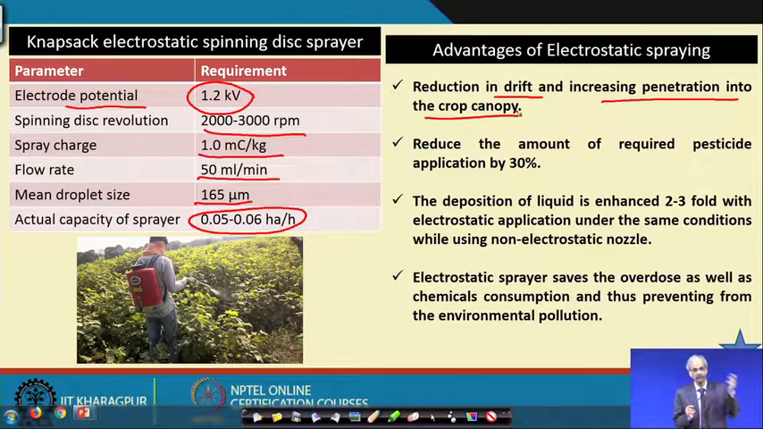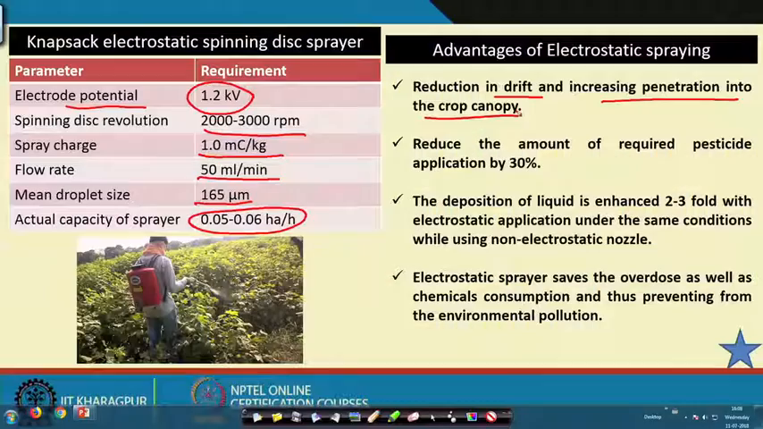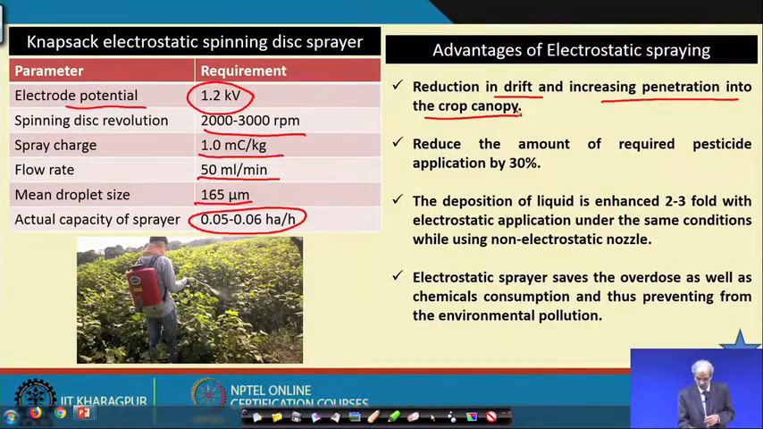In fact, I might have told you earlier that generally spraying is done in the early morning hours and then late afternoon, so that the insect species come onto the upper surface of the leaf. Otherwise, if you spray in the daytime when the temperature is very high, they will be underneath, and even if you spray, it will not be effective and they will not be killed. It can reduce the amount of required pesticide by 30%. Yes, this is another advantage.